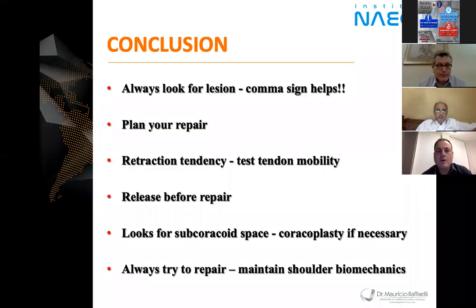In conclusion, always look for the lesion, and please, the comma sign can help you to find where the tendon is. Plan your repair, always plan your repair. Stay prepared to find a subscapularis tear in all arthroscopies. For retracted tendons, please do the release to test the tendon mobility before doing the repair, and look at the subacromial space and do the corticoplasty if necessary. And to recover the shoulder biomechanics, always try to repair the subscapularis tendon.